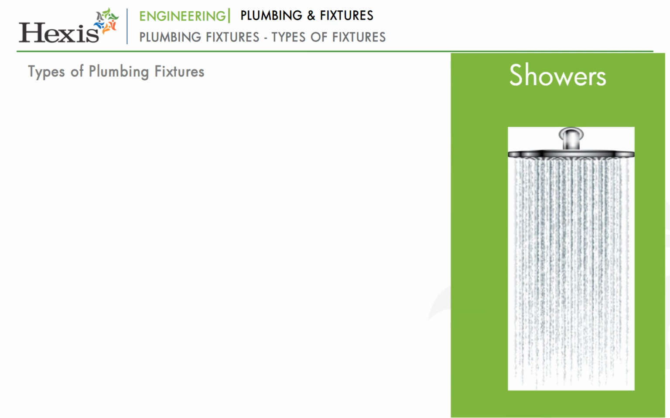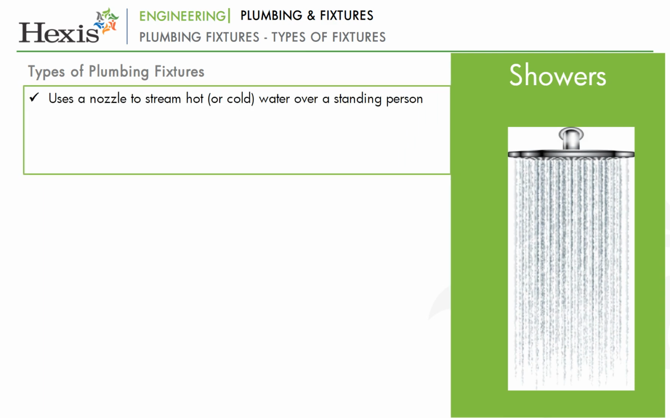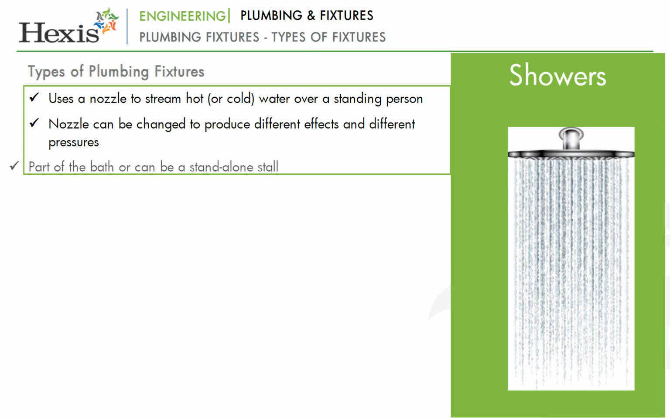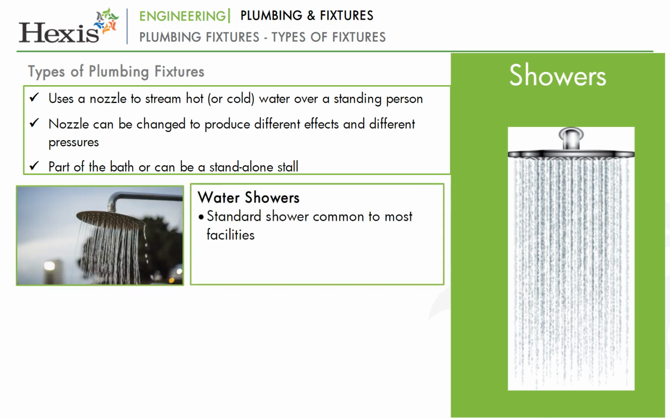Showers. A shower is a simple plumbing fixture that uses a nozzle to stream hot or cold water over a standing person. The shape of the nozzle can be changed to produce different effects and different pressures, but essentially the concept is unchanged. Showers can be part of the bath or can be a standalone stall. The standard types of shower are: Water shower. The standard shower common to most facilities, showering the person using one or more nozzles. It uses the water pressure to propel the water.